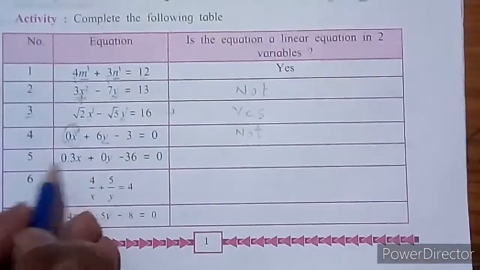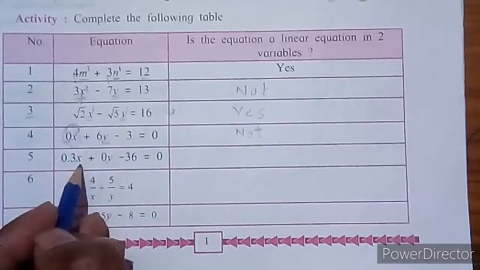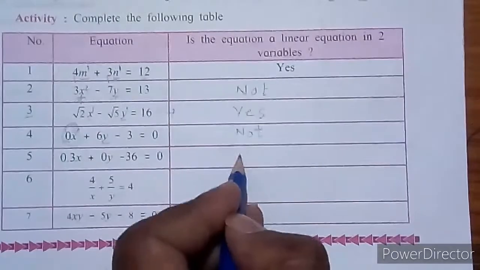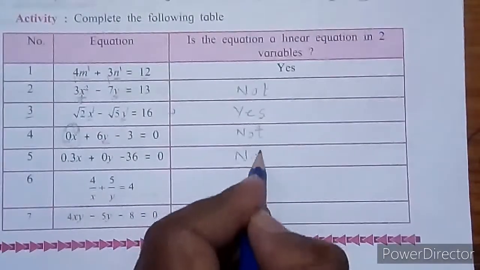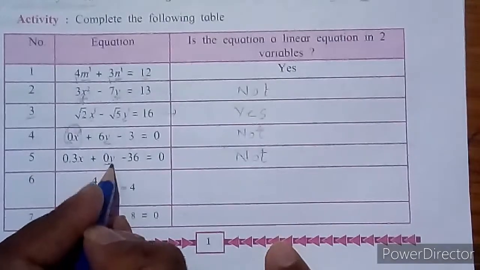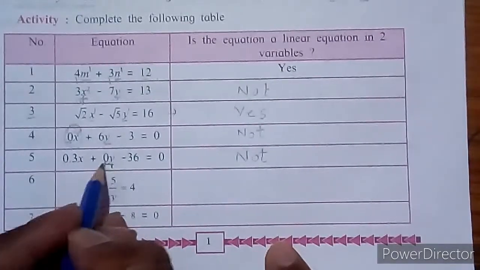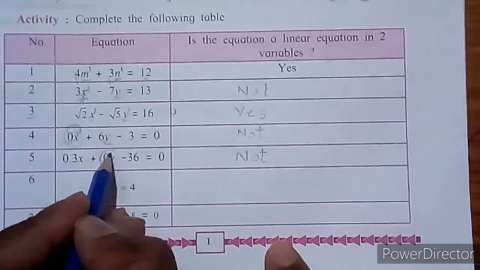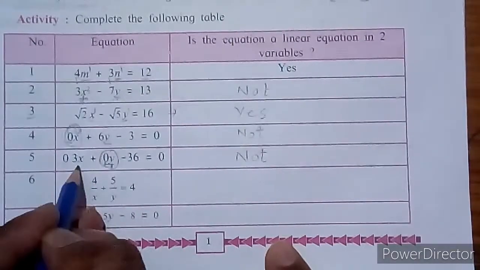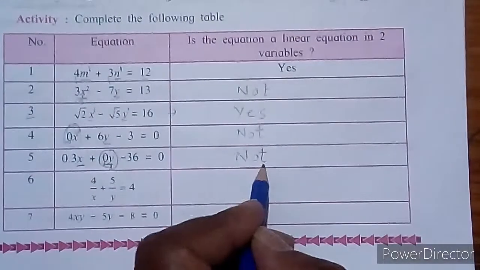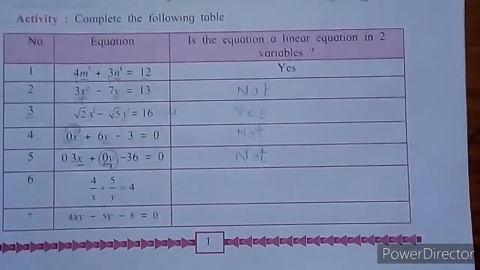Number 5, 0.3x plus 0y minus 36 equals 0. It is also not a linear equation because here the coefficient of this variable is 0. It means by multiplication with 0, this variable will become 0 and only a single variable will remain. That's why this is also not a linear equation.